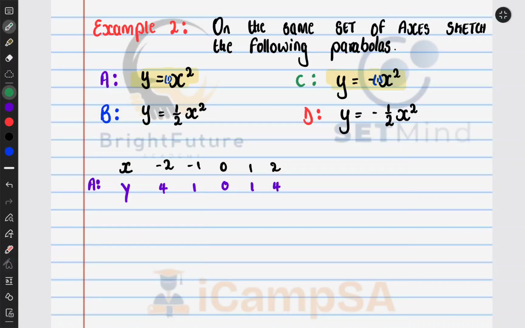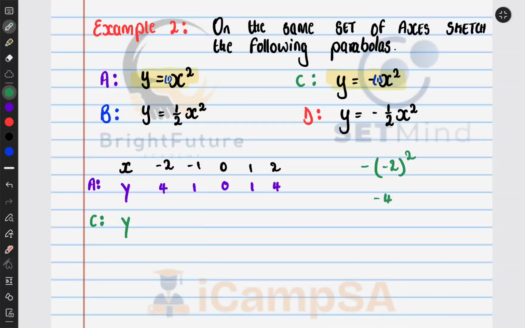And then we're also gonna sketch the function c, y is equal to -x squared. -2 squared is gonna be what? When you are substituting in your calculator, you write it like this: negative, open bracket, -2 squared, and then you punch it in your calculator. It will give you -4.